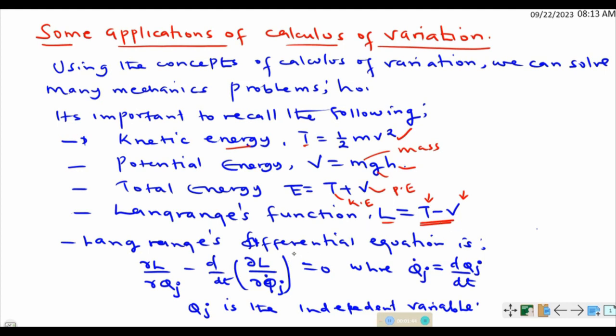Then the most important equation that we shall be using as we look at these various problems will be what we call the Lagrange's differential equation. This Lagrange's differential equation says that ∂L/∂qj minus d/dt of ∂L/∂qj dot is equal to 0, where q dot here represents dq/dt, and qj is what we call the independent variable.